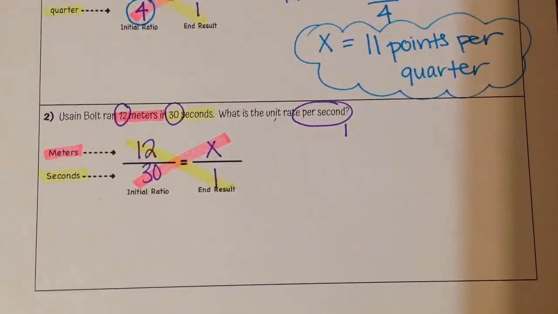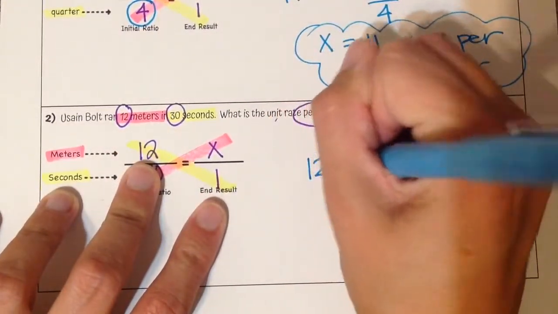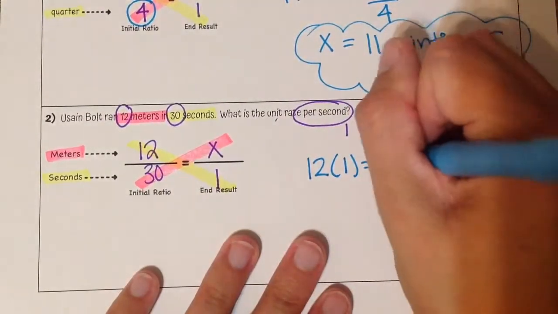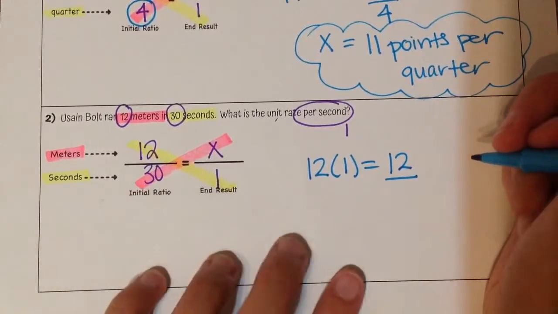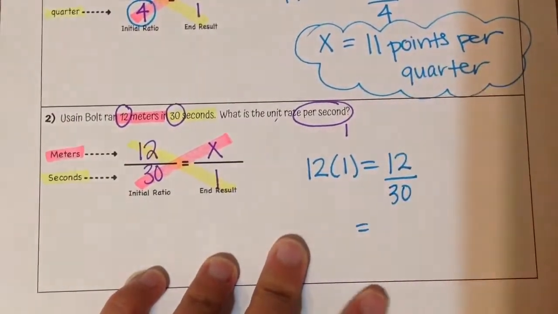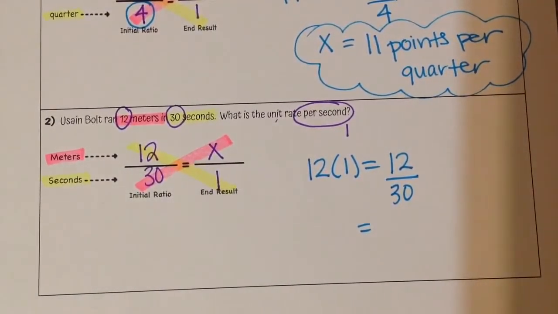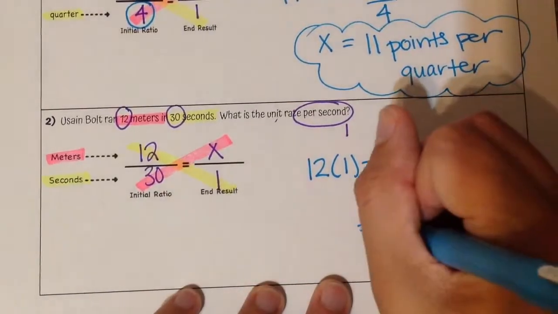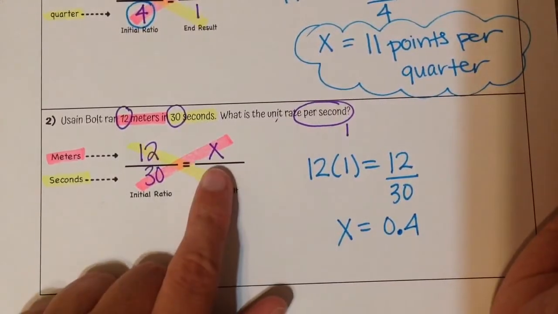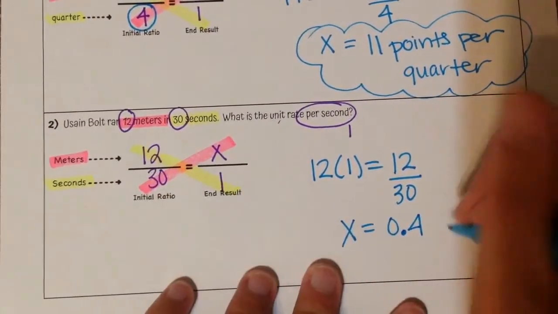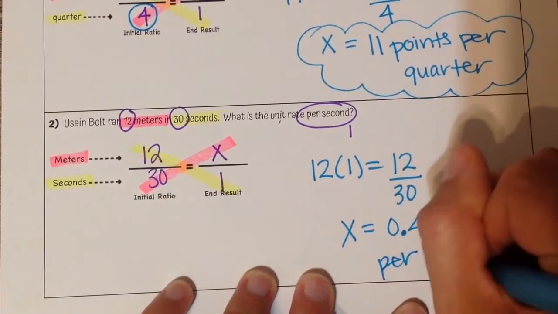And then we're going to start multiplying. The diagonal that has two numbers in it is this yellow one. So we're going to do 12 times 1, which is 12. And then we're dividing by the number that's in the same diagonal. So we're dividing by 30. 12 divided by 30 is 0.4, so 4/10. What were we solving for? Our x is on top. That matches up with meters. So 0.4 meters per our other unit, which is second.